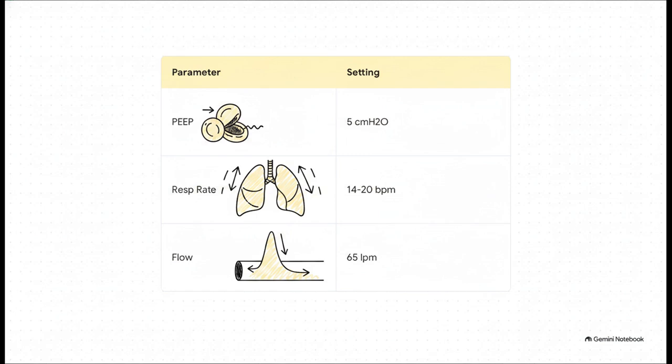So, here's a rapid-fire baseline checklist for most of your adult patients. Set your PEEP, that's positive end expiratory pressure, at 5 centimeters of water. That keeps the alveoli from collapsing. Set the respiratory rate between 14 and 20 breaths per minute. And if you're in volume control, you'll set your inspiratory flow rate to 65 liters per minute with a decelerating pattern, meaning the flow peaks early and smoothly slows down as the lungs fill up.